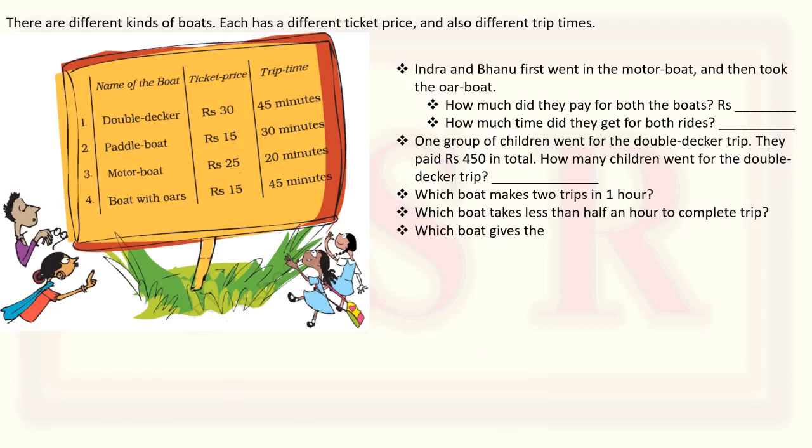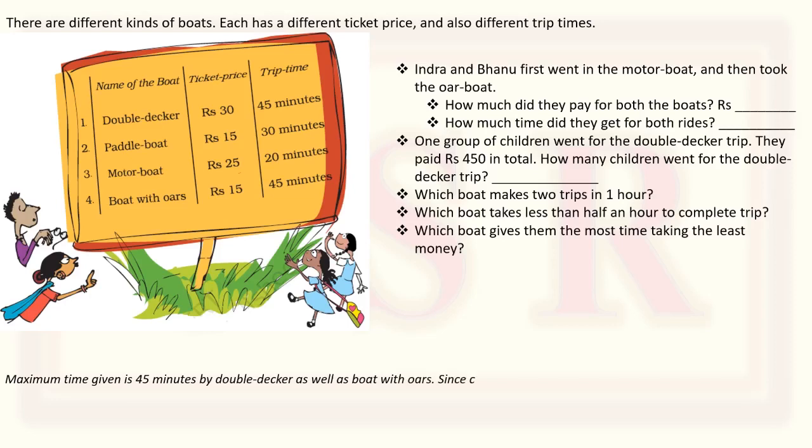Which boat gives them the most time, taking the least money? Okay, look at the chart. So maximum time given is 45 minutes by double decker as well as boat with oars. Since cost of boat with oars is less, it is the one that gives most time and takes least money.